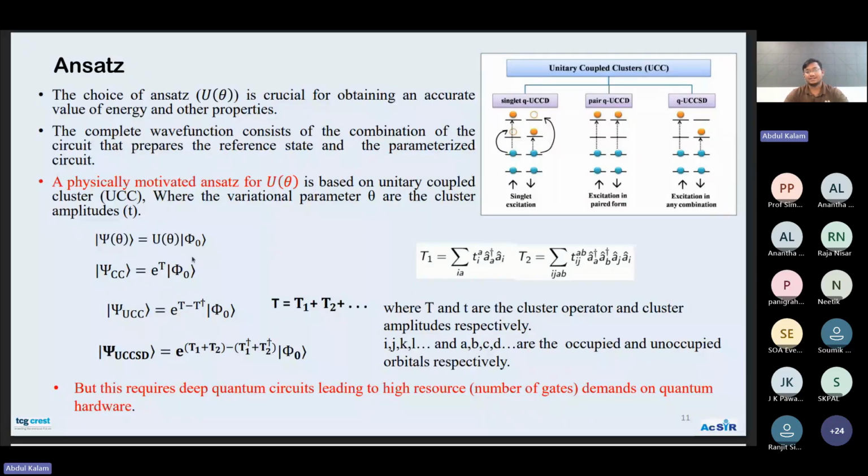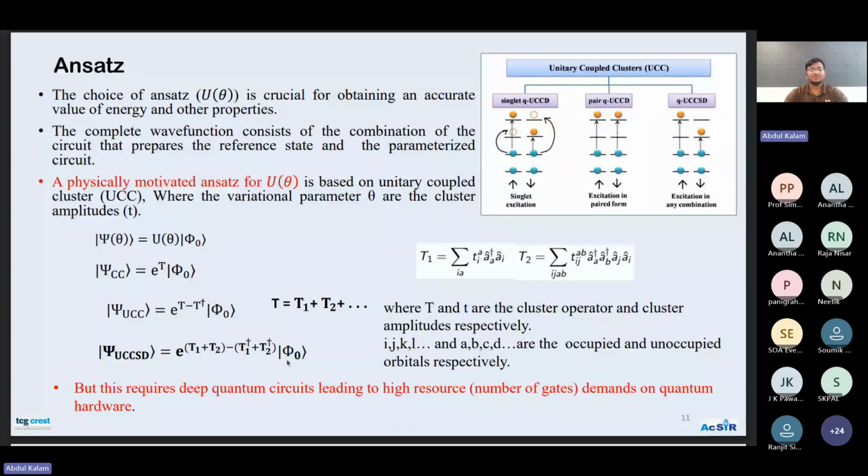So the initial state in our case is the Hartree-Fock state, or the state from where we are starting, and then this exponential e^T is the operator which is acting on the initial state. And this T can be T1 plus T2 and so on, where T1 is a single excitation cluster operator, T2 double excitation, triple excitations, and so on. So the unitary form, psi UCC, is written as this.